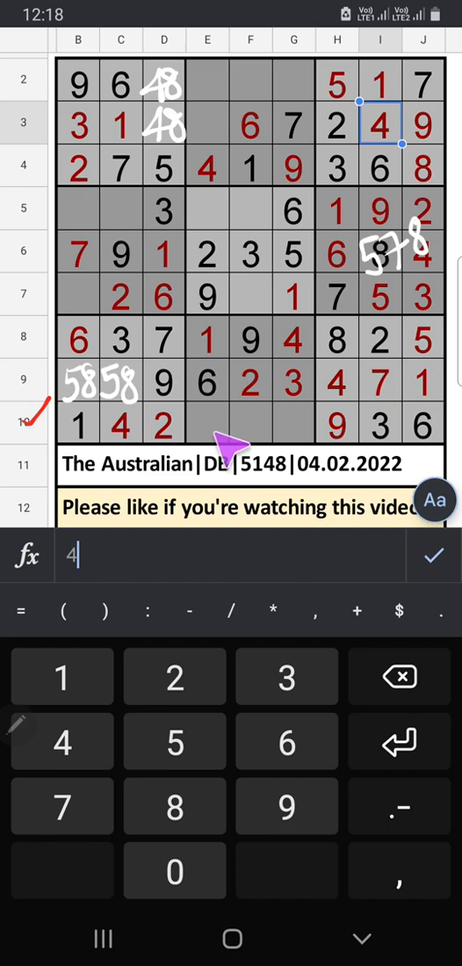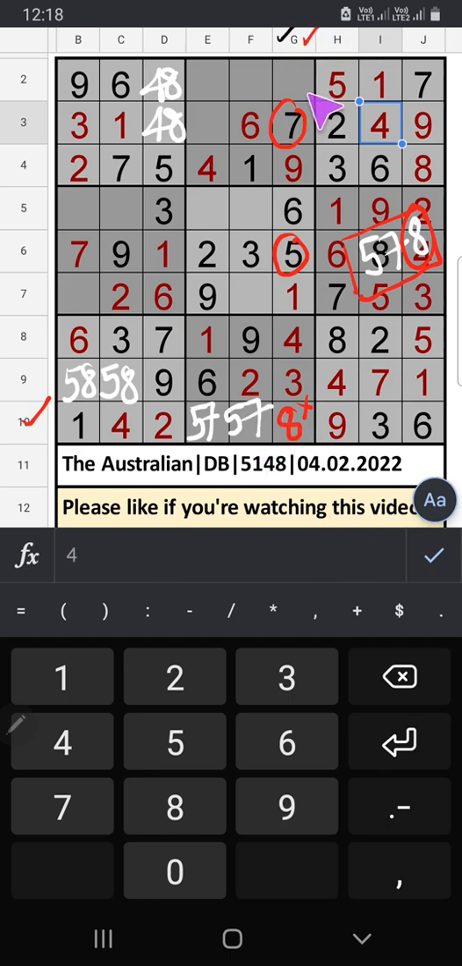Tenth row, 3 numbers are remaining, 5, 7, 8. Column G, we have 5 and 7. So 5 and 7 can't come in the cell. It will come in one of the cells. Then only 1 number is remaining, 8. 8 is confirmed here. 5 and 7 will confirm later.